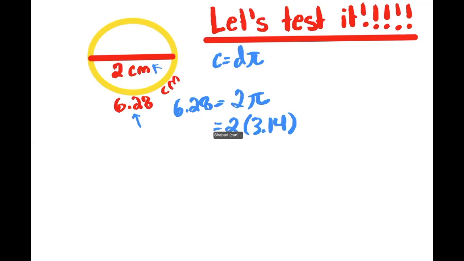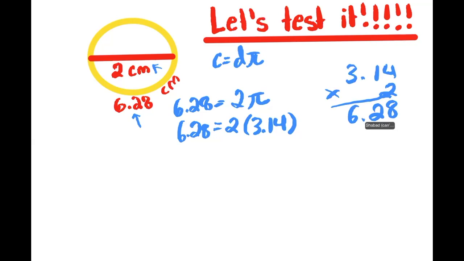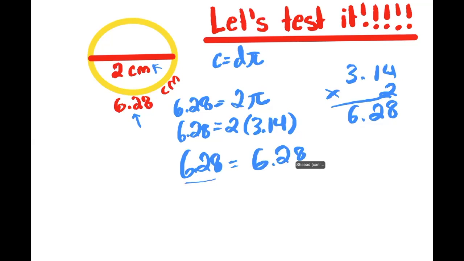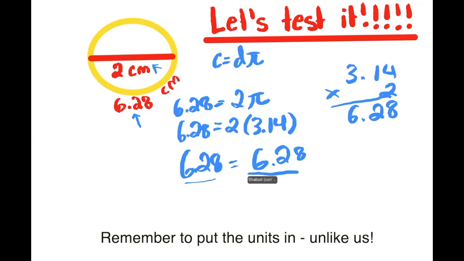But of course, pi extends on to infinity and beyond. So then we multiply and we get 6.28, which is the circumference we already had. We were able to calculate the circumference through our formula. So this proves that our formula is true.